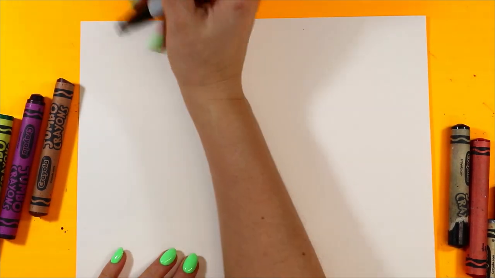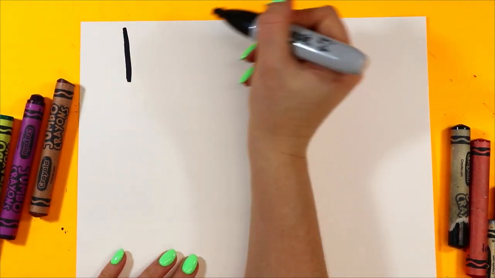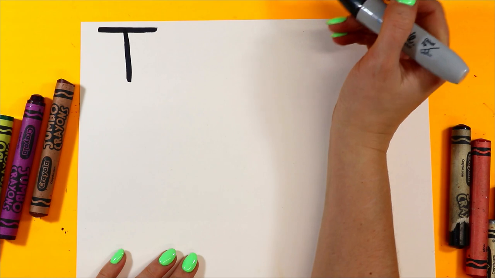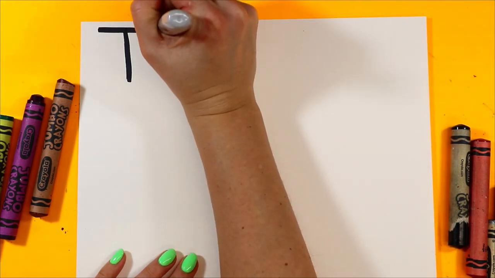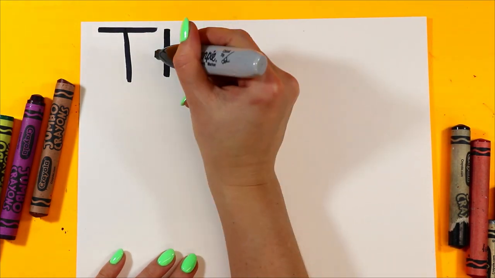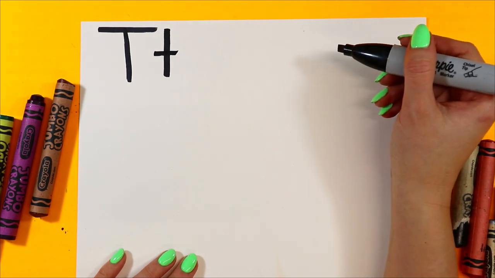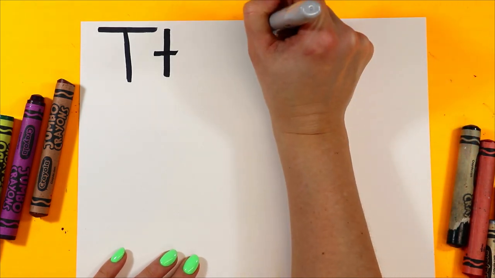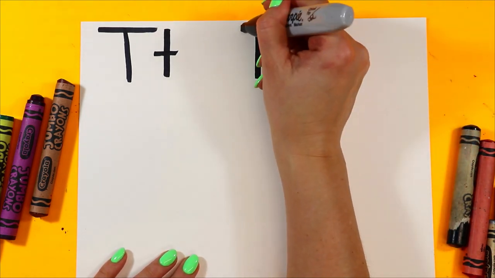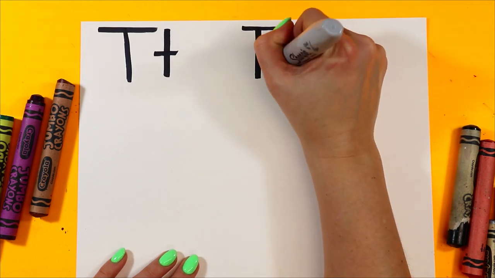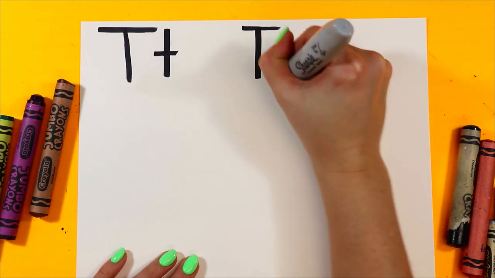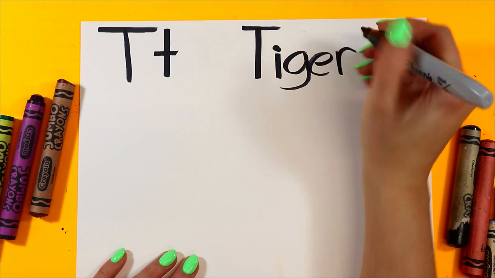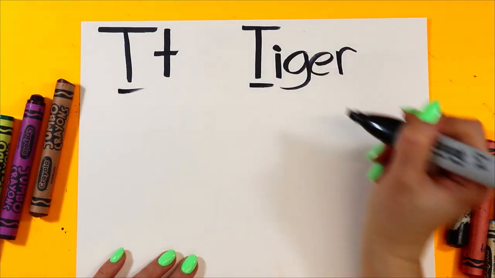First, we'll do an uppercase letter T with a line down and a line on the top. For a lowercase letter T, we'll have a line down with a line in the middle. We're gonna draw a tiger, so we're gonna write the word tiger, so T, I, G, E-R, and tiger begins with the letter T.